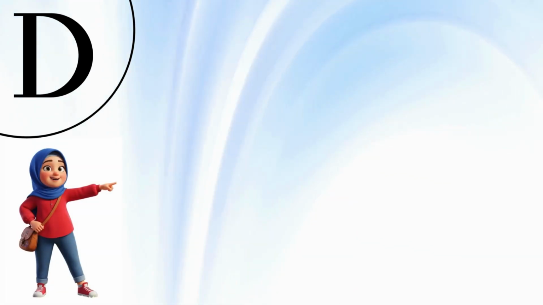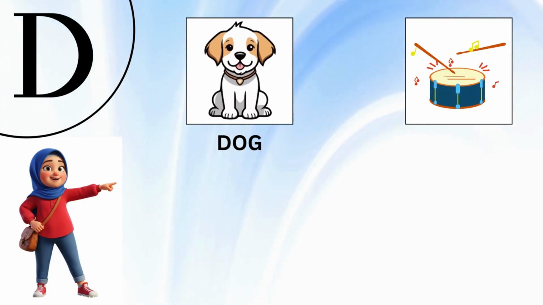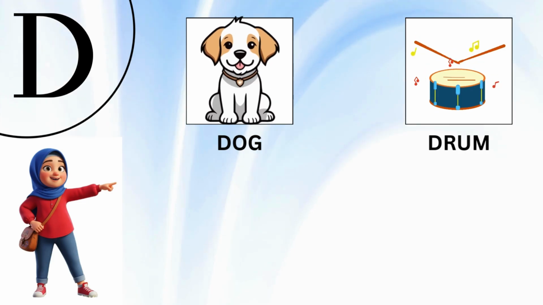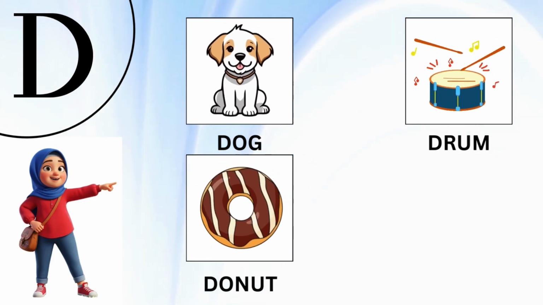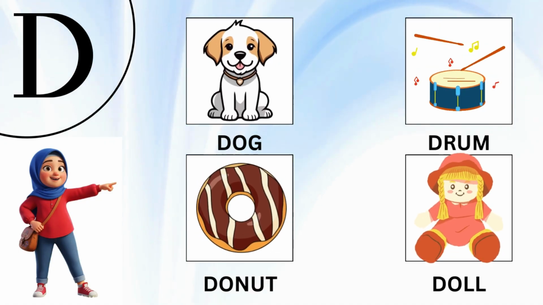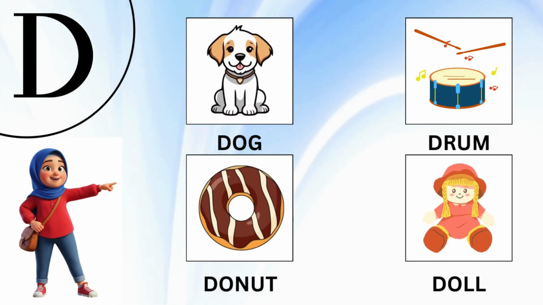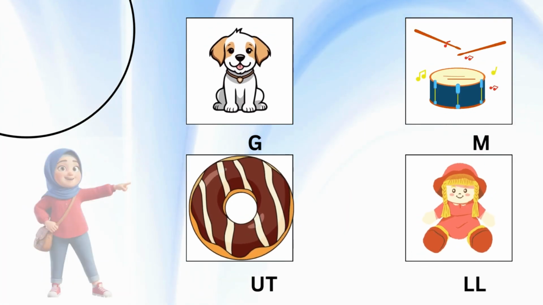This is letter D. D is for dog. D is for drum. D is for donut. D is for doll. Dog, drum, donut and doll.